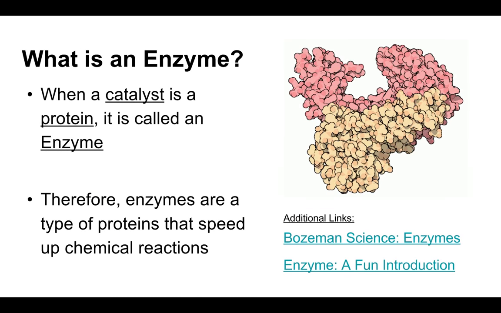All right, so how do enzymes come into play? Well, when you have a catalyst, so something that speeds up a chemical reaction, and it's a protein that's doing it, that's called an enzyme. So in other words, enzymes are a type of protein that speed up chemical reactions. And here's kind of an example of what that protein would look like. And each little dot right here would be an atom that makes up this protein, this molecule.